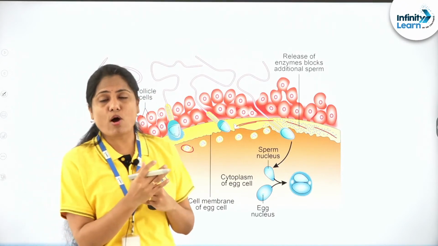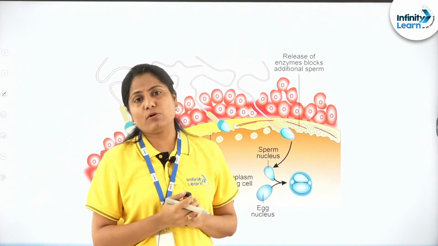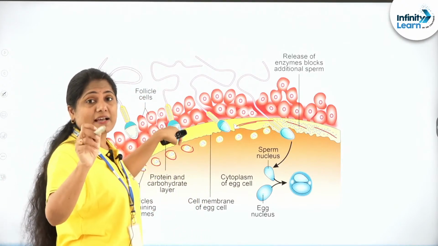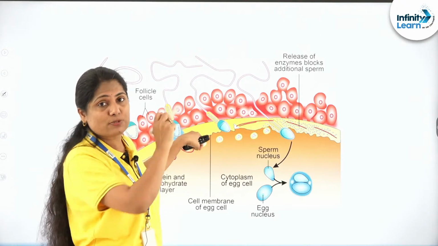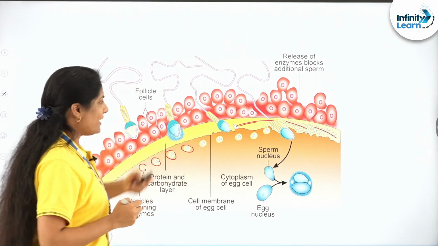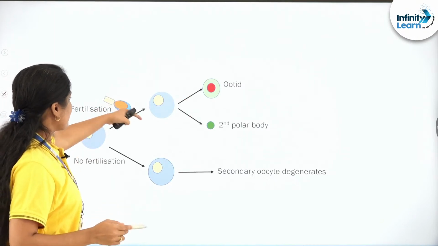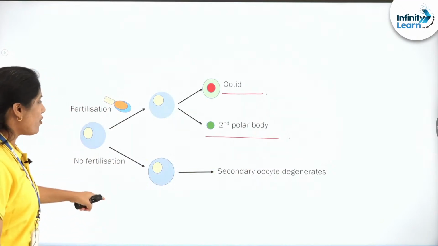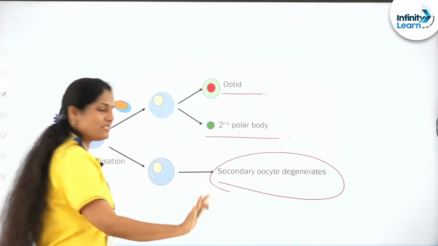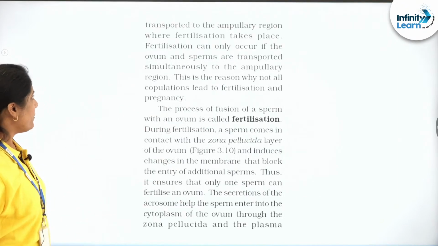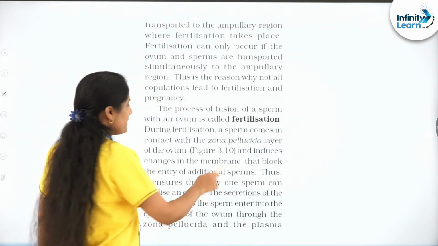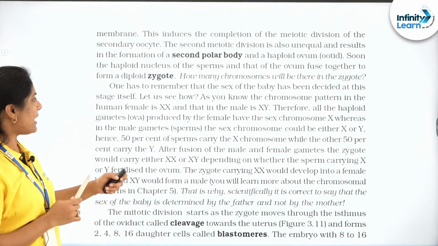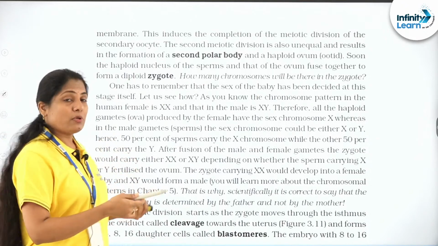We call it a slow block and a fast block that is being caused by various reactions, the acrosomal reactions. Remember, what does the acrosome have? Sperm lysins, which make sure it enters into the ovum. They come into the picture here. So once after the sperm enters into it, that's when the ootid and second polar body are formed. No fertilization, the secondary oocyte degenerates as such, right? And when the fusion happens, what is it called? The fertilization. This fertilization is leading to the formation of the zygote.